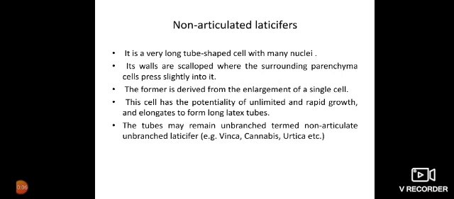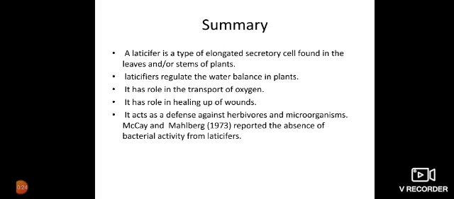As I mentioned earlier, this cell has a potential for unlimited and rapid growth and elongates to form long latex tubes. The tubes may remain unbranched, termed non-articulate unbranched laticifers. The function of these laticifers mainly is as a vital sap, similar to that of blood vessels. You can compare these vessels with the blood vessels of animals.